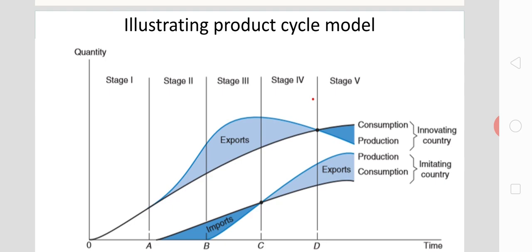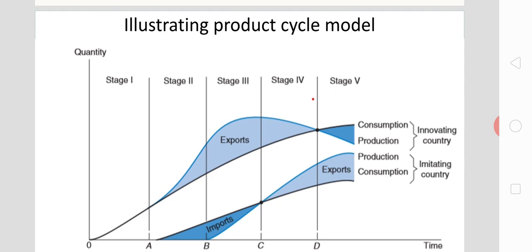The comparative advantage of producing an innovative product will be shifted from one country to another country, that means from the innovating country to the imitating country. So this is the product cycle model, and this is applicable for the trade of many commodities driven by innovation. Initially the international trade for some commodities is driven by innovation, and later on it is driven by imitation.